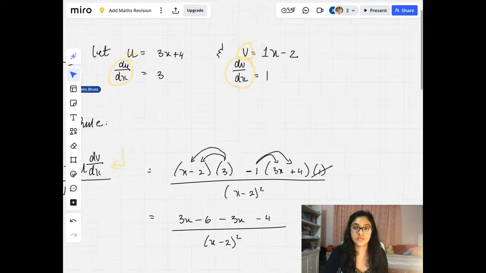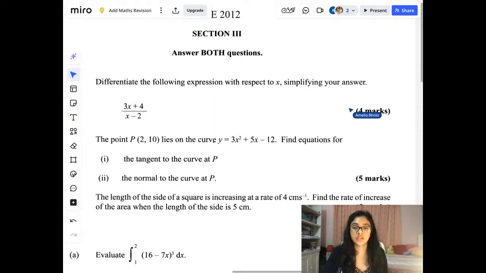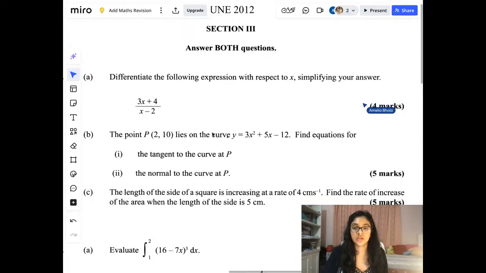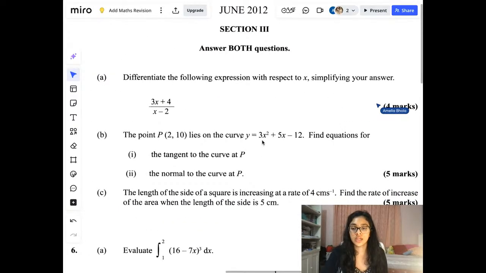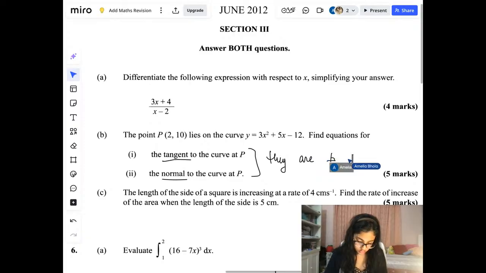Okay, next question is the point P. Oh, hold on. I need to bring it across here. The point P lies on the curve y is equal to 3x squared plus 5x minus 12. Find the equations for the tangent to the curve and the normal to the curve. So an important thing about tangents and normals is that they are perpendicular to each other, which just means they meet at 90 degrees.